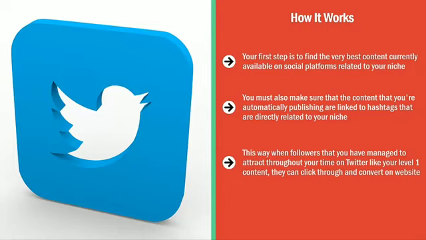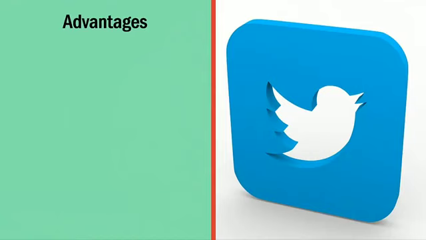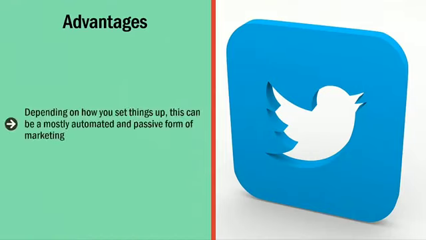This way, when followers that you have managed to attract throughout your time on Twitter like your level 1 content, they can click through and convert on your website. Also, people who are exposed to your content, thanks to your hashtag targeting, can like your third-party content so much that they follow you. Of course, you're not just going to let the system run on autopilot. You're also going to manually follow accounts that follow your competitors. Advantages. Depending on how you set things up, this can be a mostly automated and passive form of marketing. Another advantage to this technique is that you get to target your niche precisely using hashtags that you reverse engineered from your competitors.